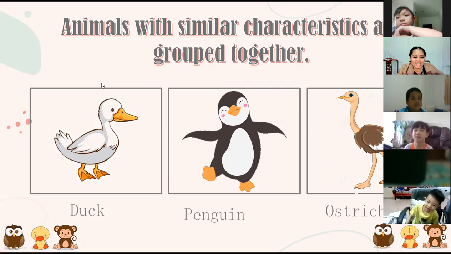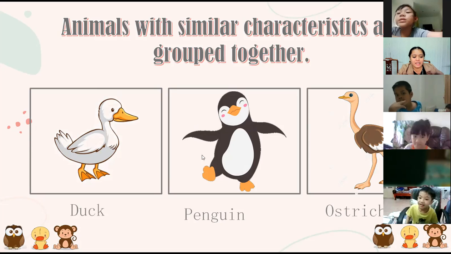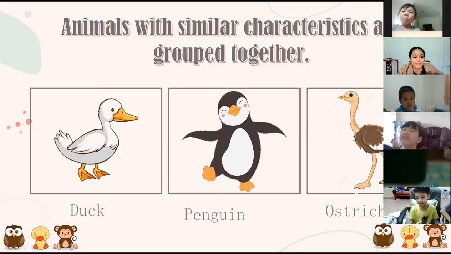Okay, what's this again? What animal is this again? Duck. Good job. This one? Penguin. Can penguin fly? No. And this one? What's this? Ostrich. Can an ostrich fly? No, it can't.